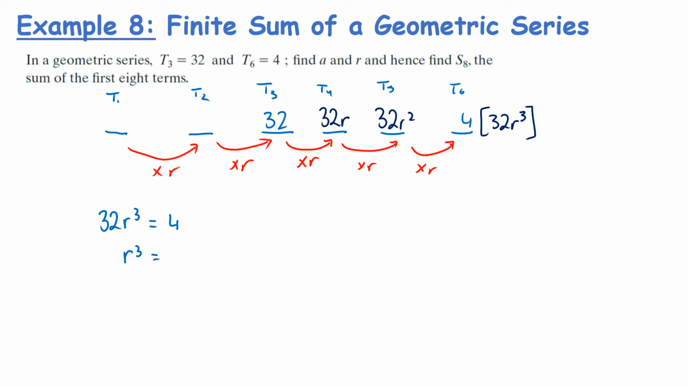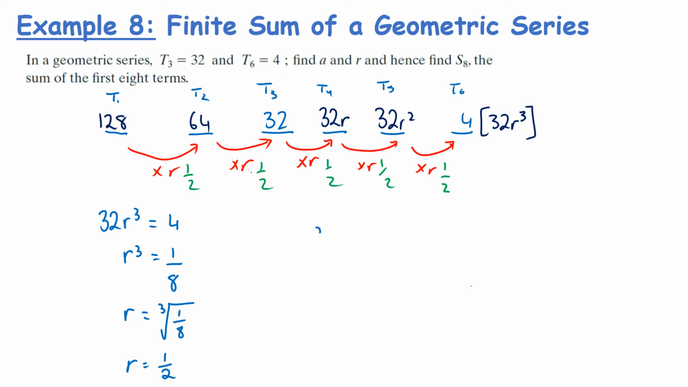Dividing both sides by 32, we get an eighth. r is then the cube root of an eighth. So that gives us r is equal to a half. So that's great because now I know that this is actually a half. I can start filling in the previous terms. So my previous terms then, what number multiplied by a half gives me 32? Must have been 64, and then 128. So what I've now discovered is my first term A is 128.